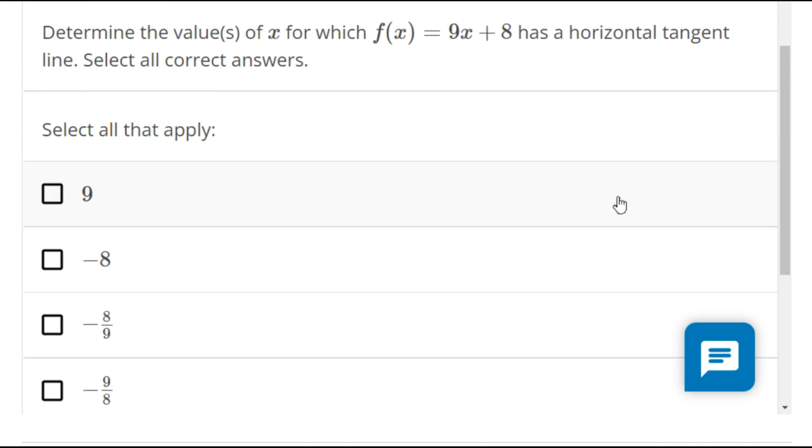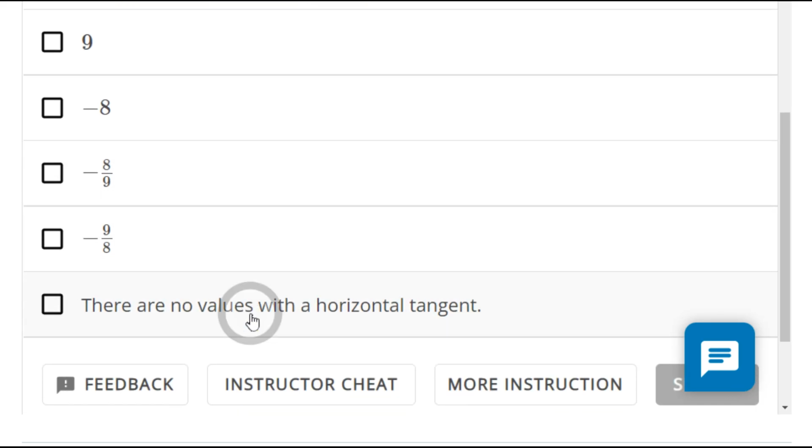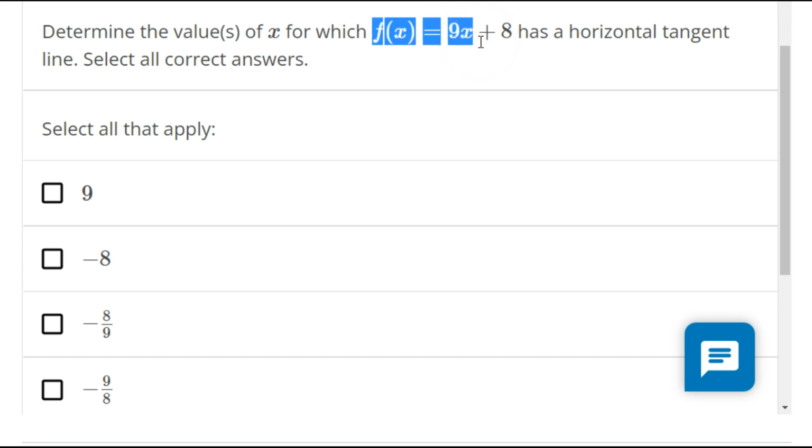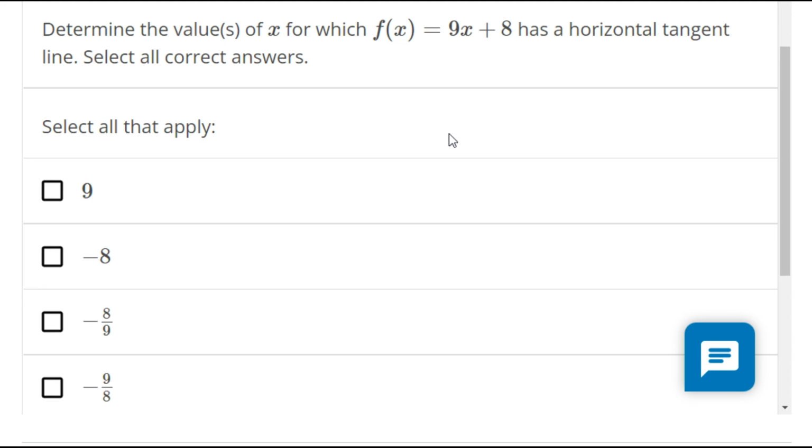Determine the values of x for which this thing has a horizontal tangent line. Oh, geez. There aren't any. This function is a line. And that line does not have a slope of 0. It's not going to have a horizontal tangent anywhere.